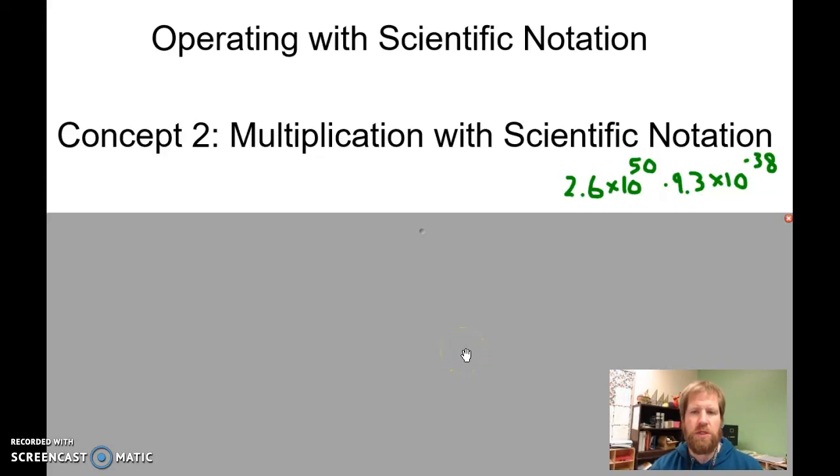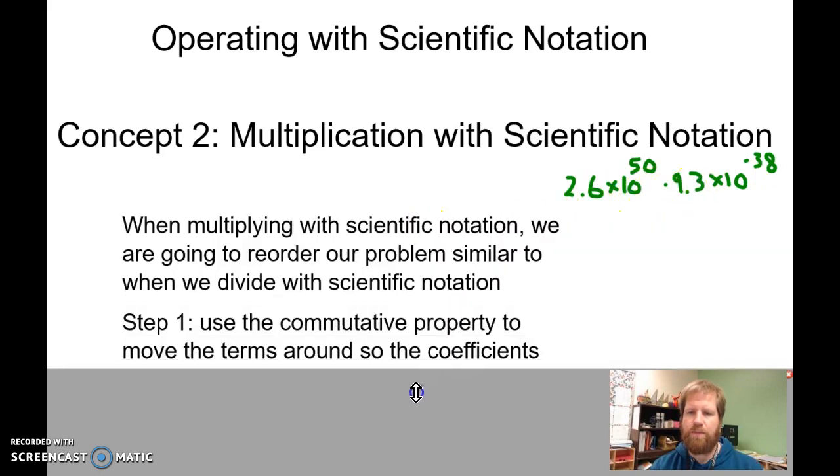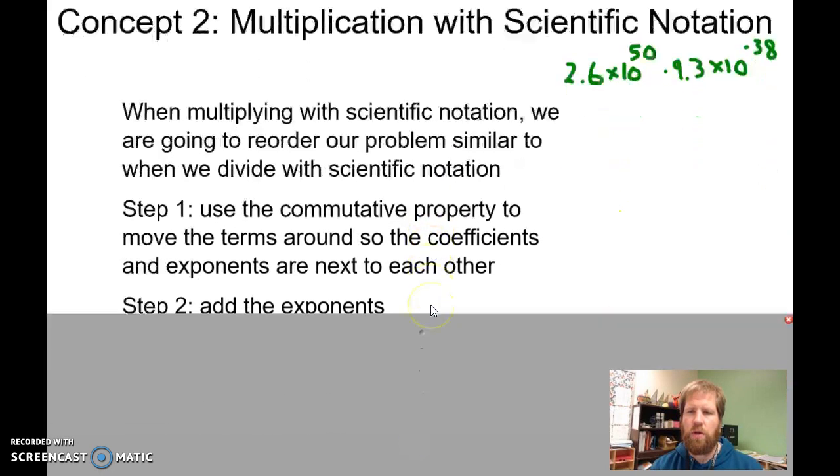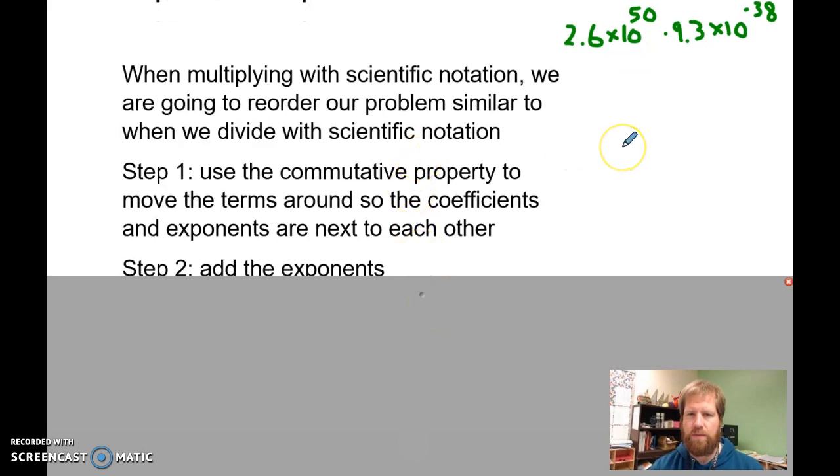Concept 2, multiplication with scientific notation. So here we have two numbers in scientific notation. In this case, one is very large because it has a large positive exponent, and one is very small because it has a really large negative exponent. When we're multiplying these two together, it's pretty similar to our division problem.